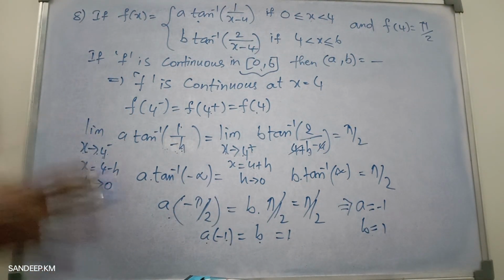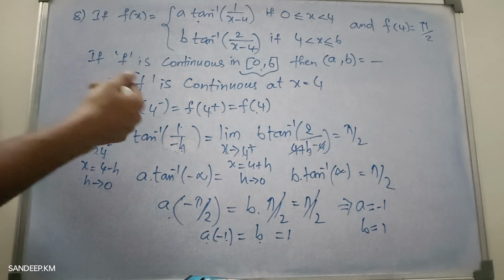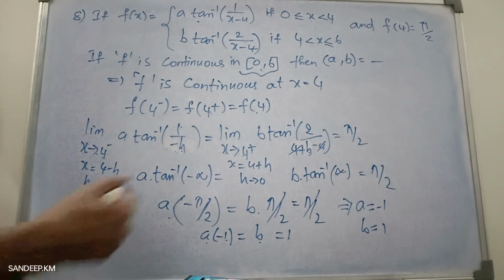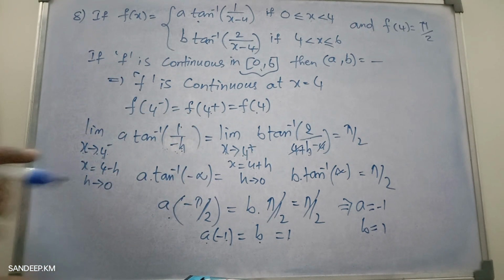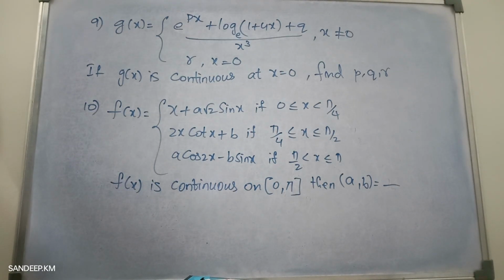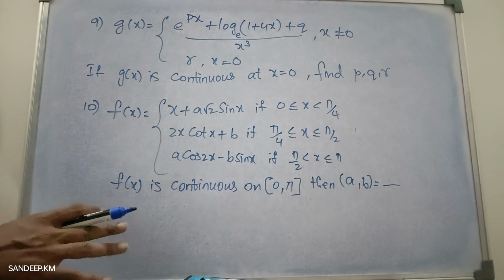So that is how we will use left hand limit and right hand limit and value of the function to find the unknowns. I hope you understood it. So dear students, I'll give you some questions. You try it and let me know what the answers are in the comment section. Here are the two questions. Try it and let me know the answers in the comment section.